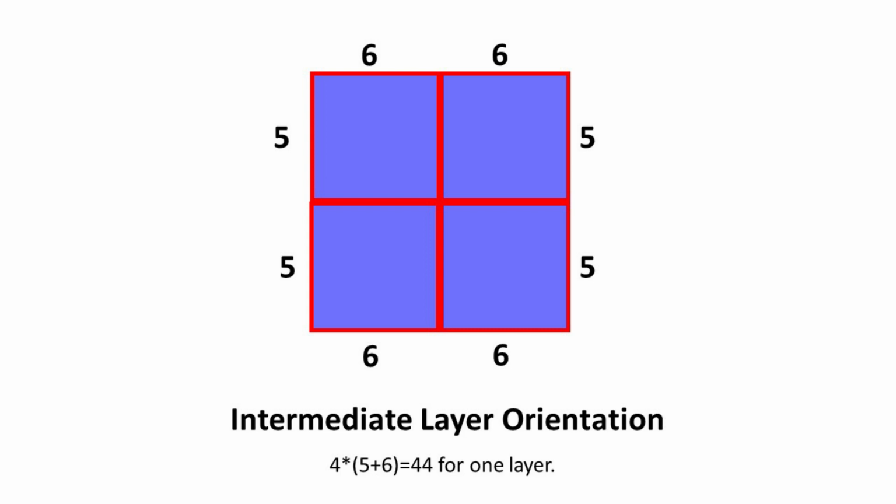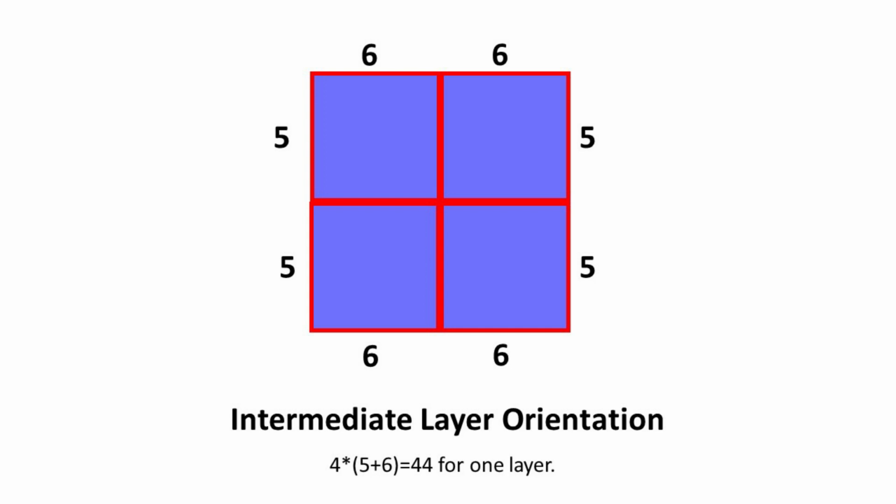So now, when we are stacking on top of each other, if we have n layers, then for n minus 1 layers, every layer will have 44 visible pips, because the top layer will be covered.